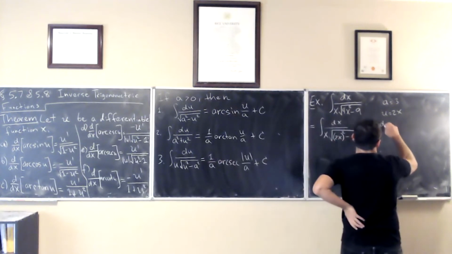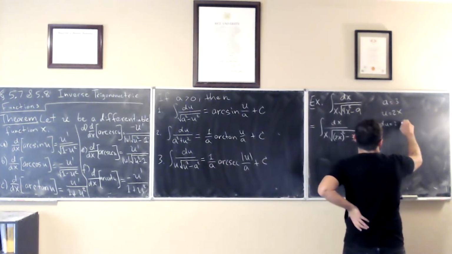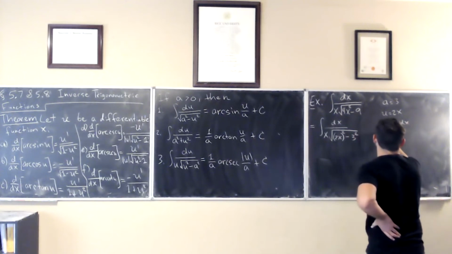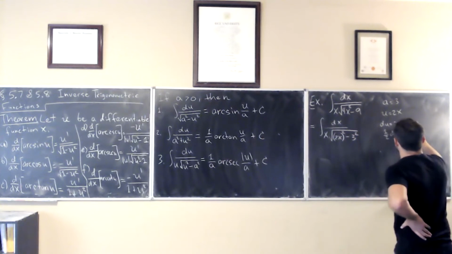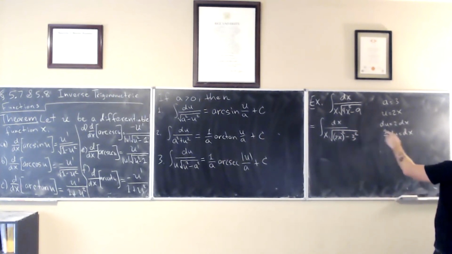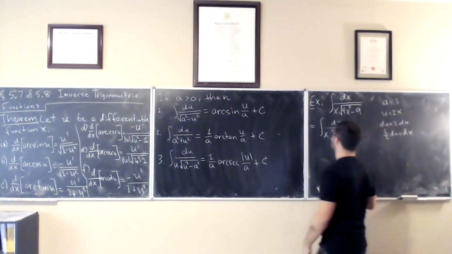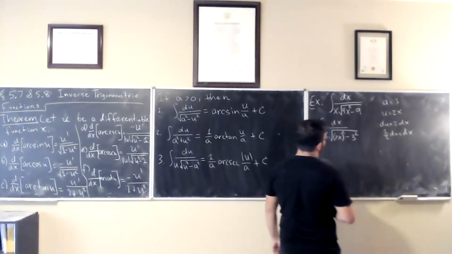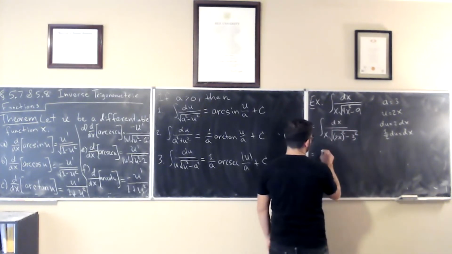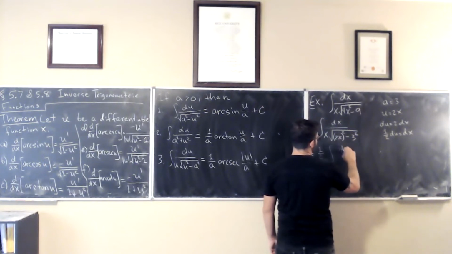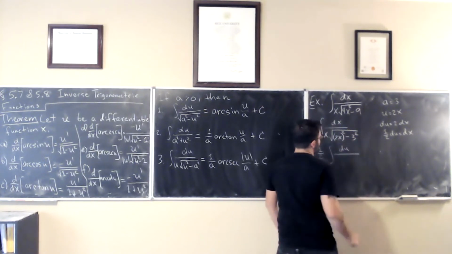So du is going to be 2 dx. So 1/2 of du is equal to dx. So now if I substitute in for dx and for u, I'll show you. I'll take out that 1/2 and then write du right here.